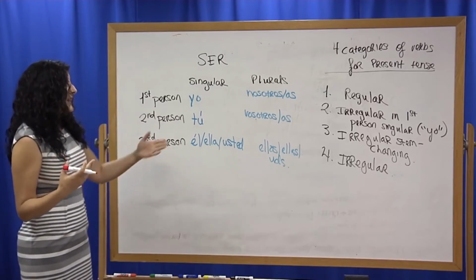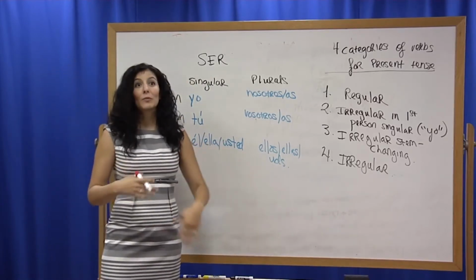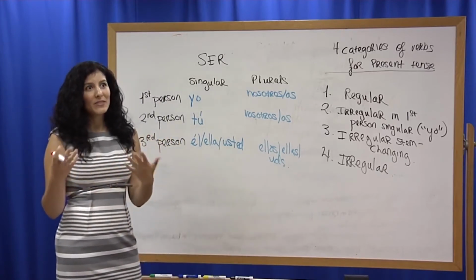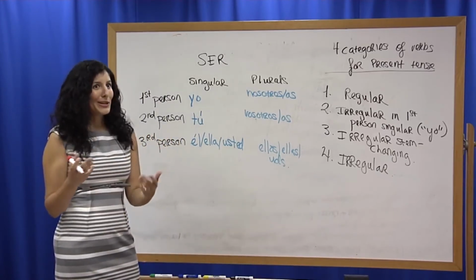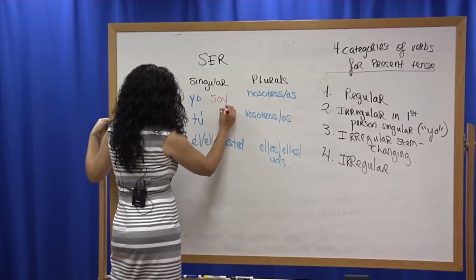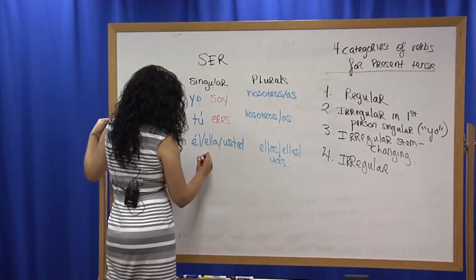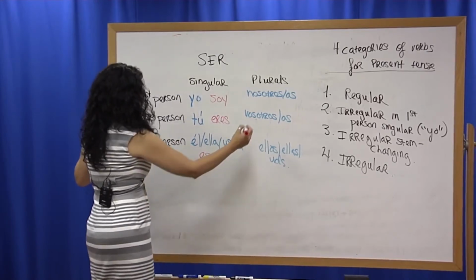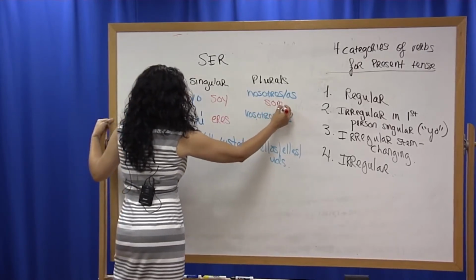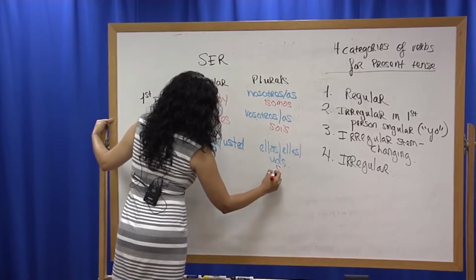So if we want to conjugate ser, we will remember that it's an irregular verb, so it will follow its own pattern. So we just kind of need to memorize how it goes. And it will look like this. Yo soy, tú eres, él, ella, usted es, nosotros somos, vosotros sois, ellos son.